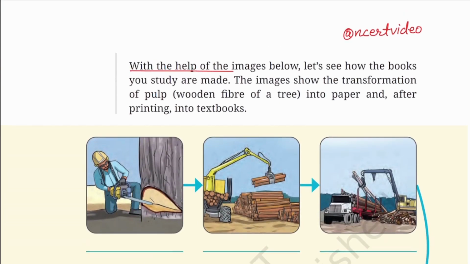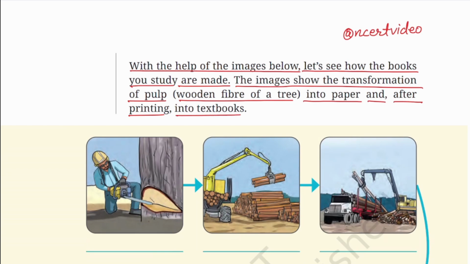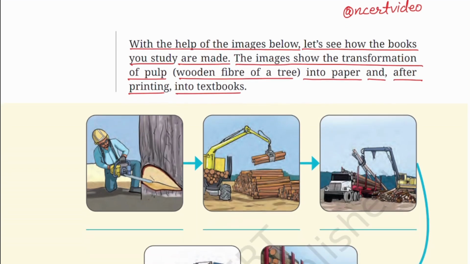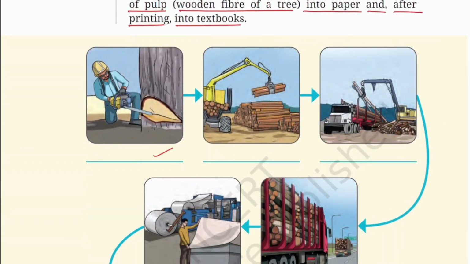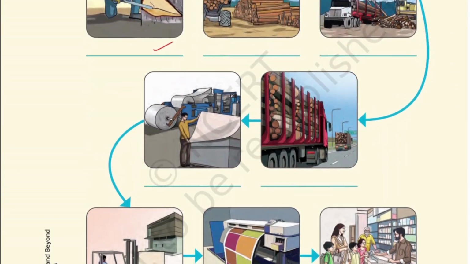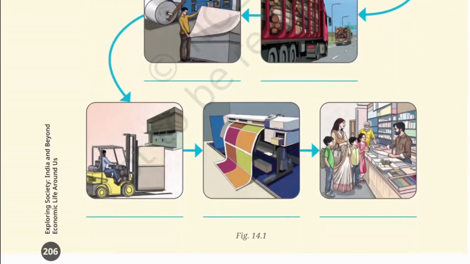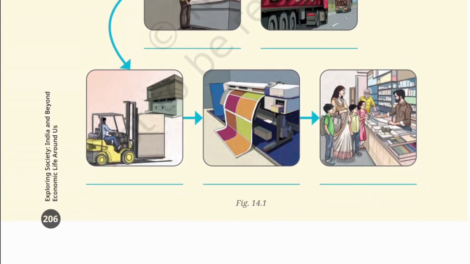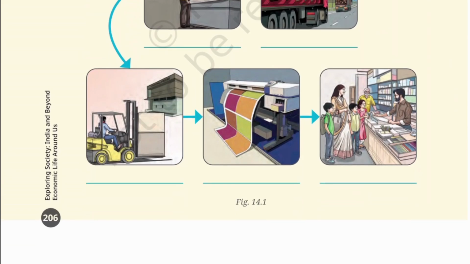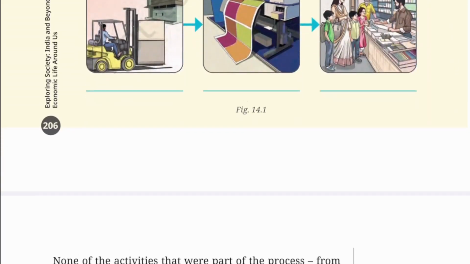With the help of the images below, let's see how the books you study are made. The images show the transformation of pulp, wooden fiber of a tree, into paper and after printing into textbooks. Cutting of tree, transporting it to factories, making of paper, and then books, then selling of books in shops.